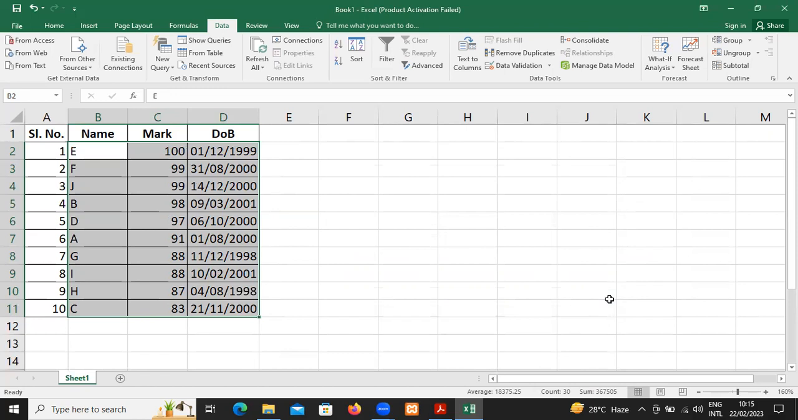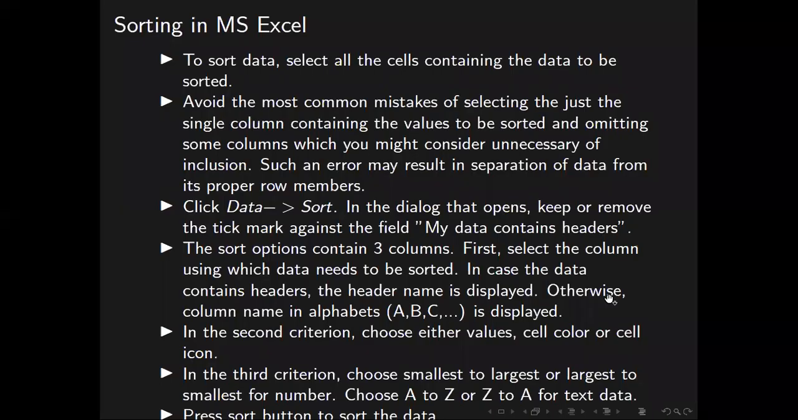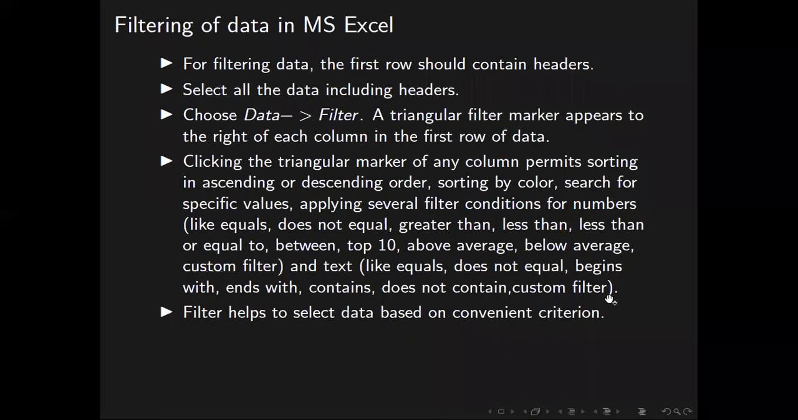Then I press Ctrl Z to get the original data in my hands. Why? I have done sorting only to demonstrate. I don't want to preserve the result. Whereas I'll go to the next one. That should be filtering in MS Excel.